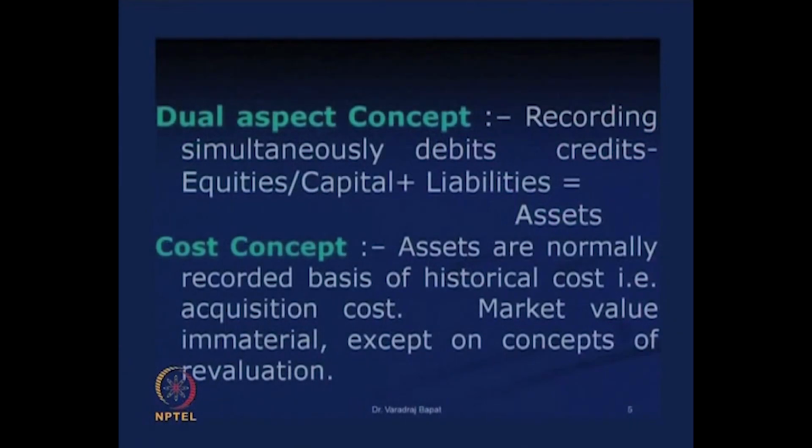The next concept is known as the cost concept. Assets are normally recorded on the basis of historical cost, that is the acquisition cost, and market value is immaterial. This is the cost concept. Suppose I purchase machinery at 1 lakh rupees, and now a new model has come, and because of the new model the value of this machinery has gone down to 80,000. Still I will record the machinery only at 1 lakh.